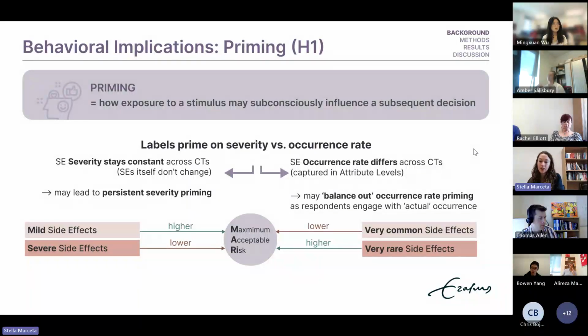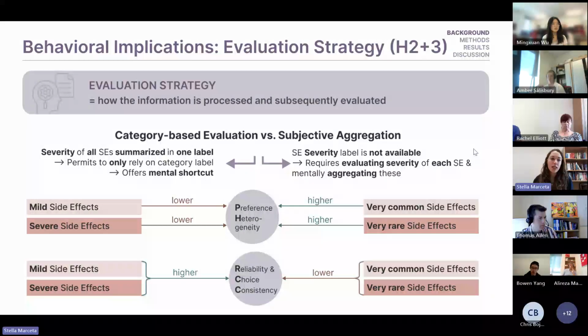The second behavioral implication relates to the evaluation strategy, so how the information is processed and subsequently evaluated. I call this category-based evaluation versus subjective aggregation. So please don't Google this. I kind of made this up because I couldn't find anything that exists that describes this.